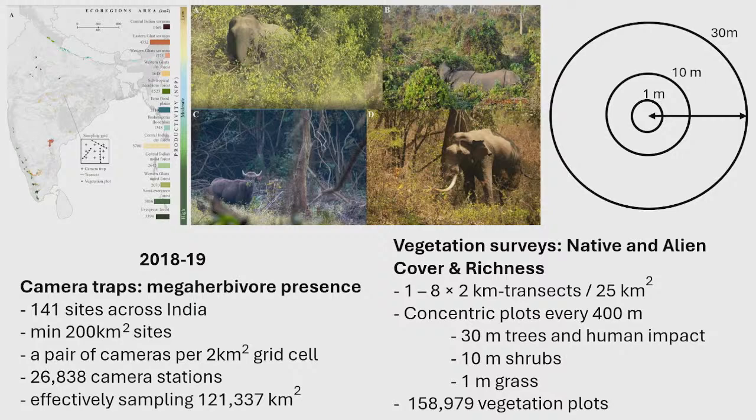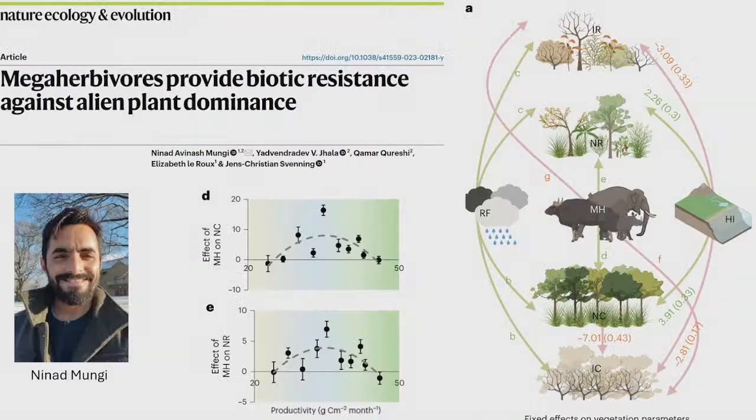But then at the same time, they had vegetation surveys where they monitored native species richness, native species cover, and then also aliens. And this was on a 25 square kilometer grid where they put 1 to 8 2-kilometer transects. And then they had this concentric circle design where they measured all the trees in the 30-meter circle, shrubs in the 10-meter, and all the grasses in the 1-meter. And this was on every 400 meters of this transect, so they ended up with almost 160,000 vegetation plots. So an absolute immense effort.